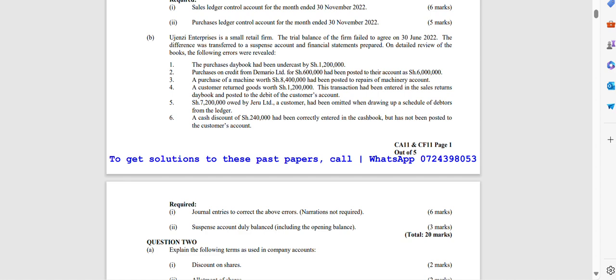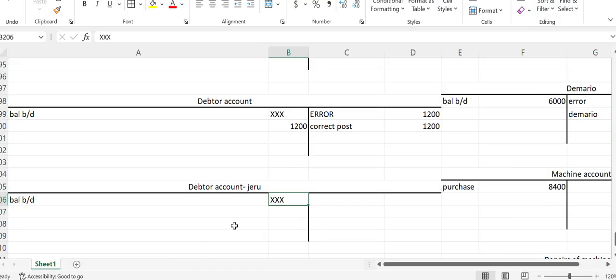So Jeru was supposed to pay this company, Ujenzi Limited, 7,200. But when Ujenzi Enterprise was drawing up the schedule of debtors from their accounts, they actually omitted that 7,200. So if they had omitted it, what will happen to the debtors account from the perspective of Ujenzi Limited?